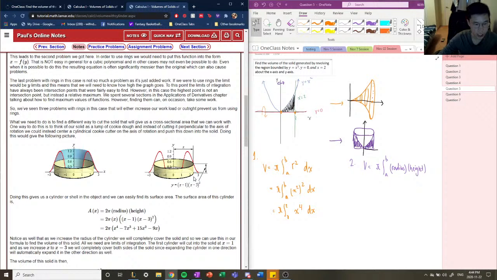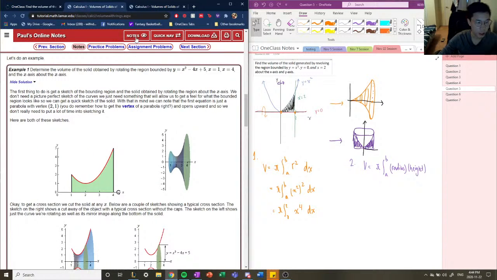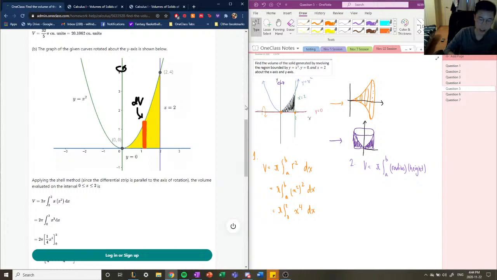They recognize that the height of their cylinder is determined by the function itself. So the height is here from the x-axis to here, and that is determined by this function. And the width is going to be determined by the origin, from the center to where it touches the curve, which is x. So in the same way, we're going to use that height and that radius.